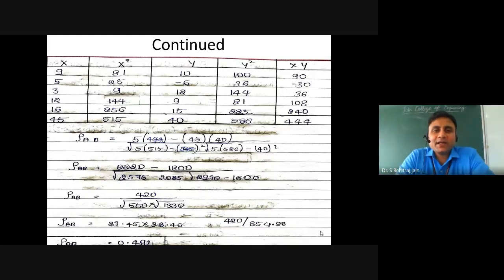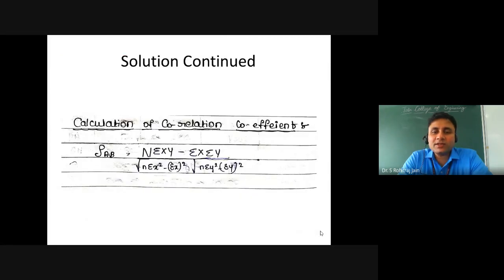Then directly apply those values to the formula, that is rho AB. So what is n? n is 5, multiplied by what is there in the formula? Summation of xy. That is how much? 444. See there, the last column: 90 minus 30 plus 36 plus 108 plus 240. I got 444, right? Summation of xy minus, what is the formula? Summation x into summation y.